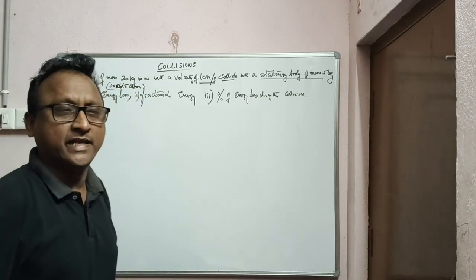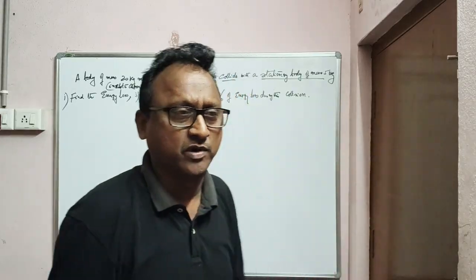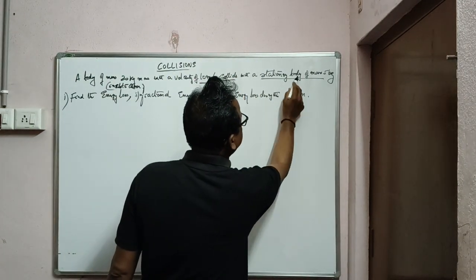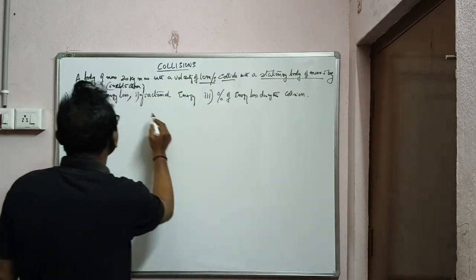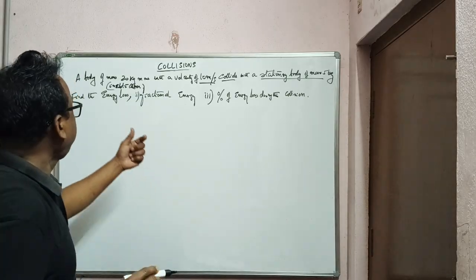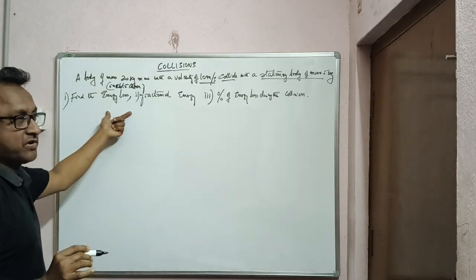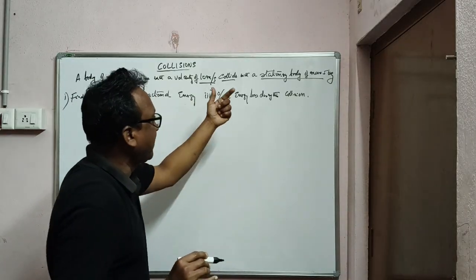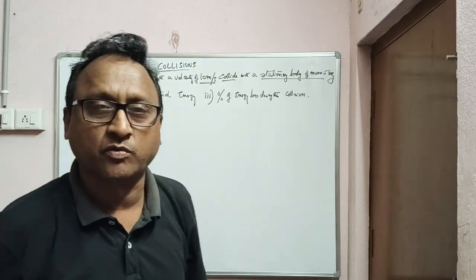Okay, it is inelastic, that means the bodies are sticking together. The body collides with a stationary body of mass 5 kgs and it is an inelastic collision. Calculate the energy loss. First question, energy loss; second, fractional energy loss; and third one is percentage of energy loss during the collision.